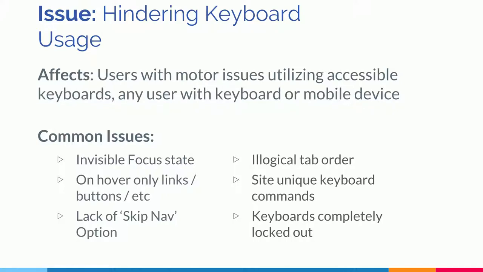This could also be a lack of skip navigation. Skip navigations can be very important, especially if you have a very heavy top navigation, and you have to imagine a keyboard user having to tab through 15 to 20 different links just to get into the content itself. It could also be an illogical tab order. This is very common when you have sites, depending on how it's responsive. The way that the divs are moved around may not be as logical on a desktop as it is on a mobile.